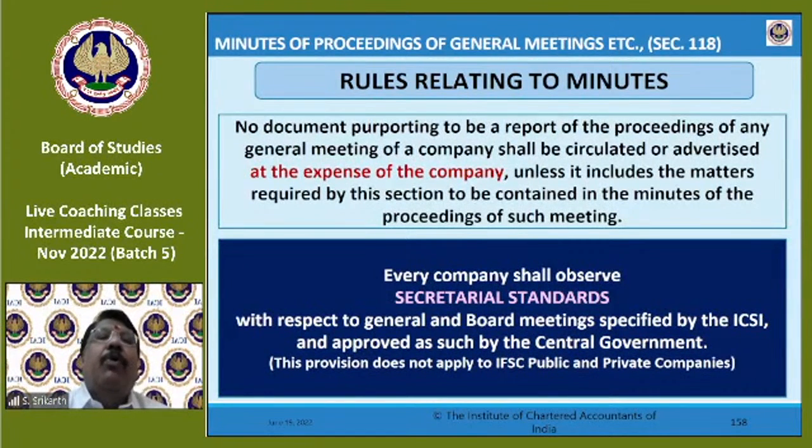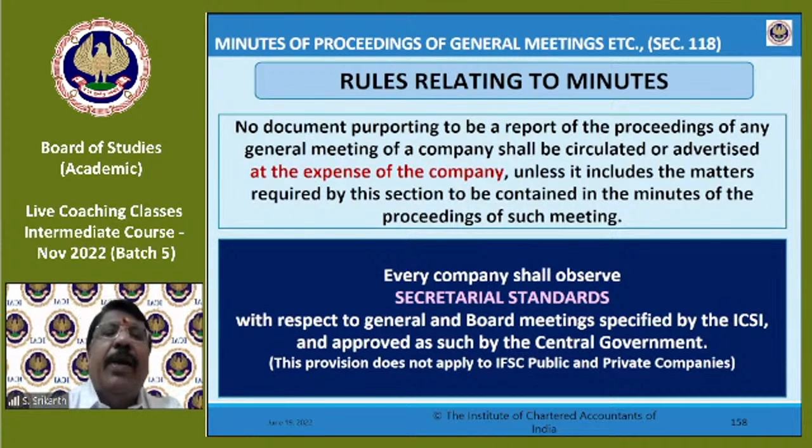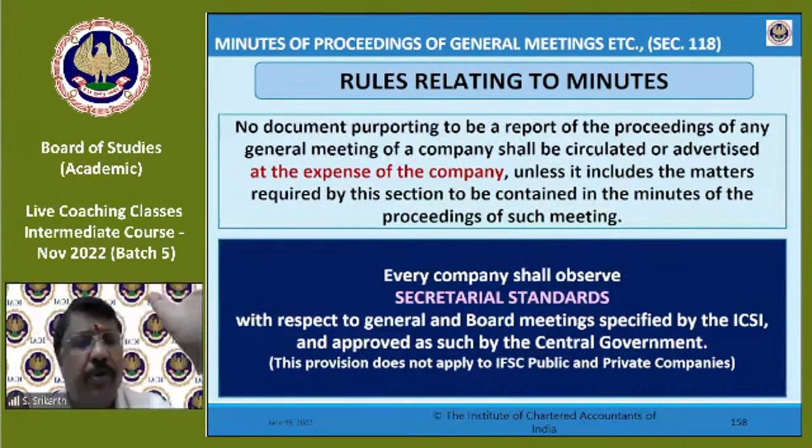No document purporting to be a report of the proceedings of any general meeting of a company shall be circulated or advertised at the expense of the company, unless it includes matters required by this section to be contained in the minutes of the proceedings. So, casually you cannot write some nonsense and send it to the members at the expense of the company as minutes. It should be in accordance with these rules. Then a company can circulate minutes of the general meetings to its members. Nothing wrong. Okay.